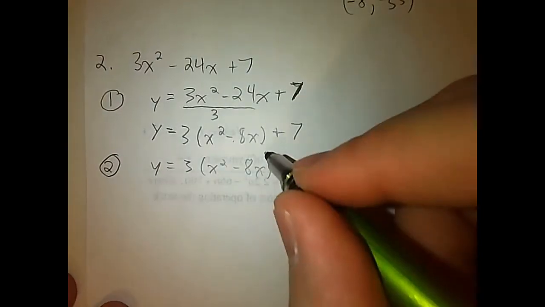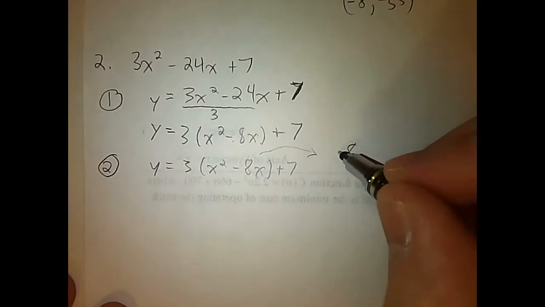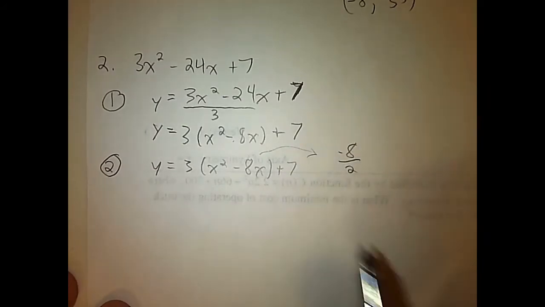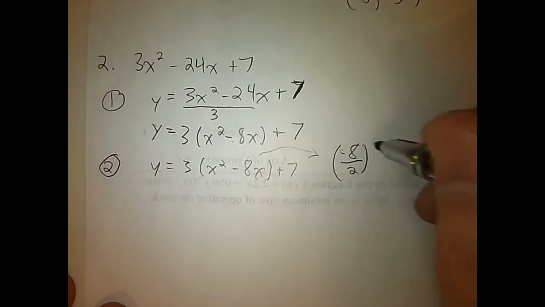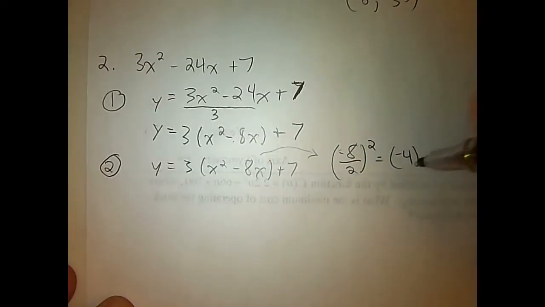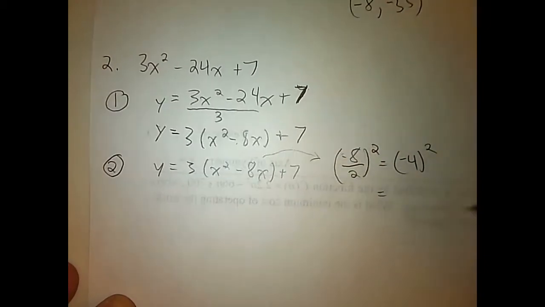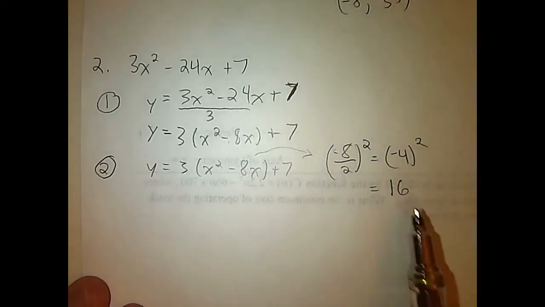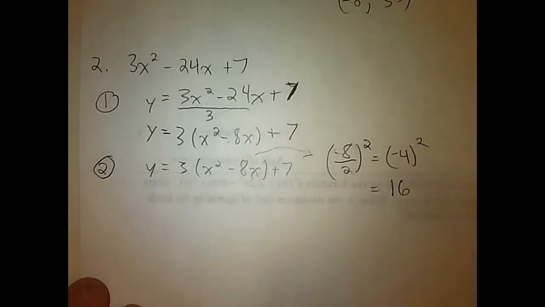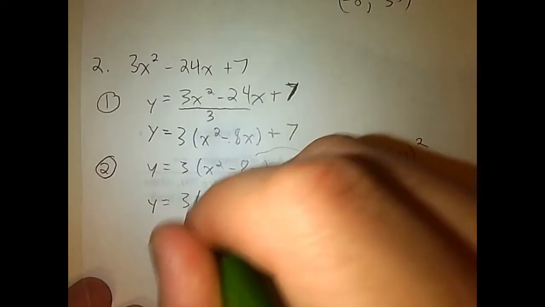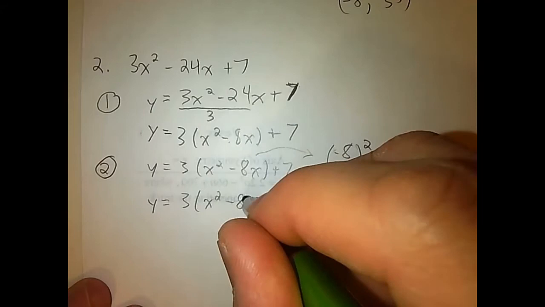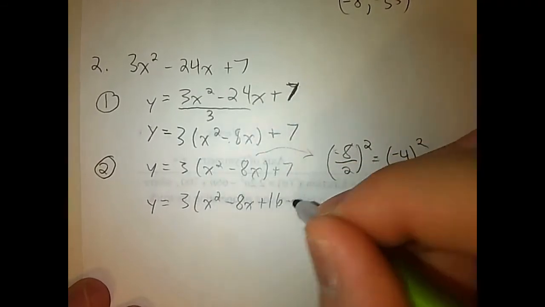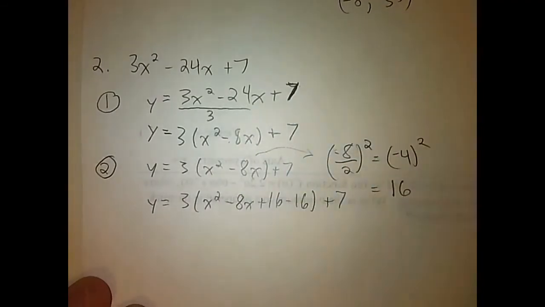I think I'm just going to write all the steps again. We get negative 8. It's negative 8 here. Negative 8 divided by 2, squared. Negative 4 squared. Using a calculator, negative 4 squared is 16. So I'm going to add and subtract it inside the brackets. Plus 16 minus 16 plus 7.